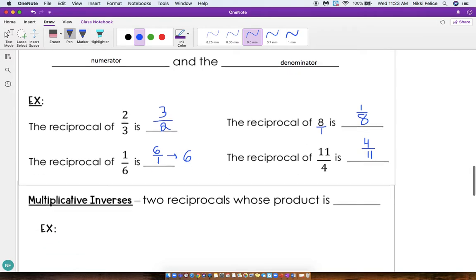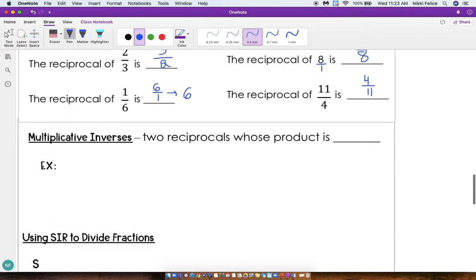So when we divide fractions, we're going to be multiplying something by the reciprocal. We're going to be multiplying the first fraction by the reciprocal. Just something that I'd like to point out, multiplicative inverses are two reciprocals whose product is 1. So what do I mean by that? I mean that when you have two reciprocals, let's do 2/3 and 3/2.